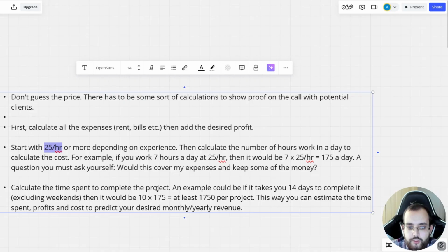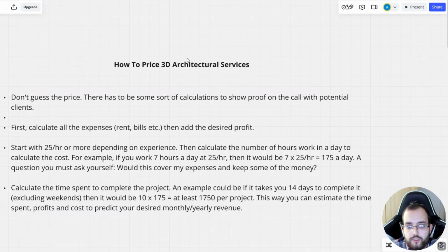Now, for the final bit, you have to calculate the time spent to complete the project. So first, what you're going to do is, as a 3D visualizer, maybe you do architectural or modeling, etc., or maybe rendering as well.